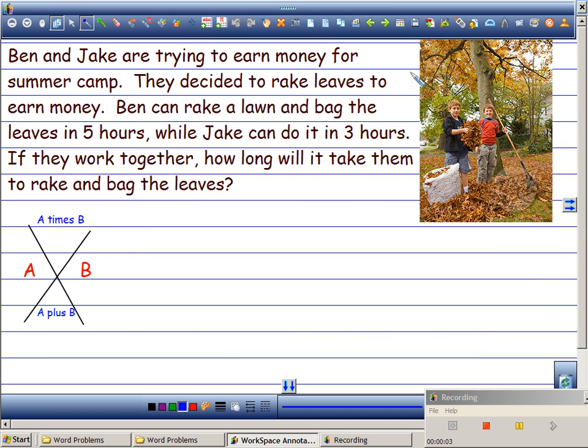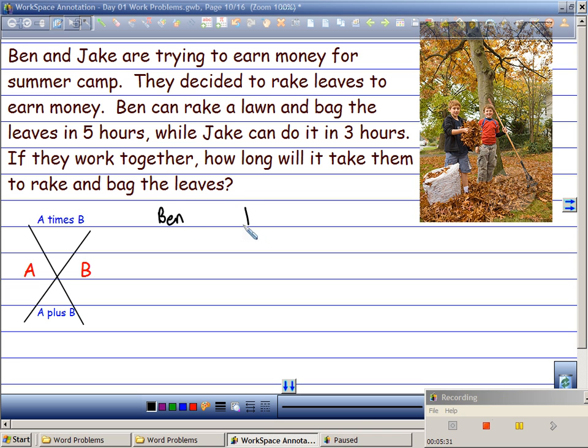So get out a piece of paper, and you don't have to write all of this down. We're just going to take the pieces of information out that we need. So let's pull out the pieces of information we need in here. We've got Ben and Jake. I'm going to write Ben and Jake.